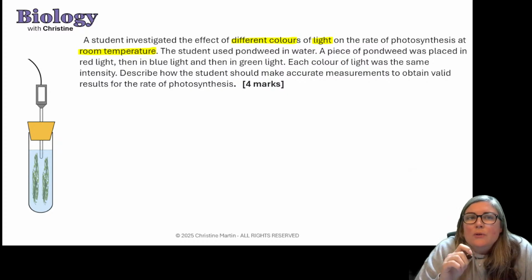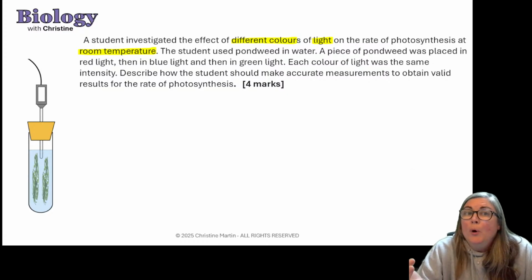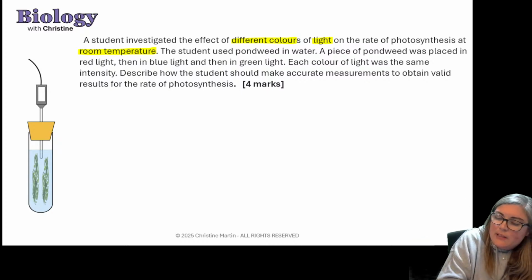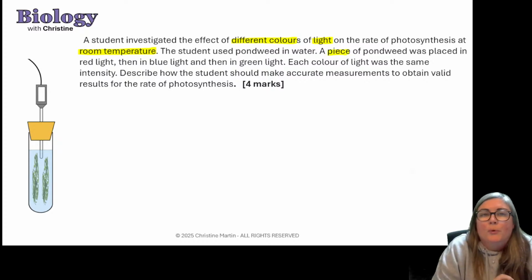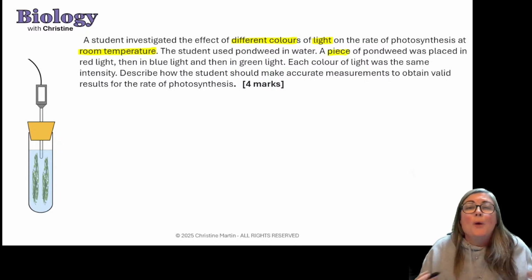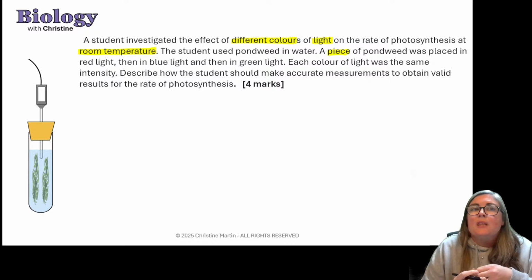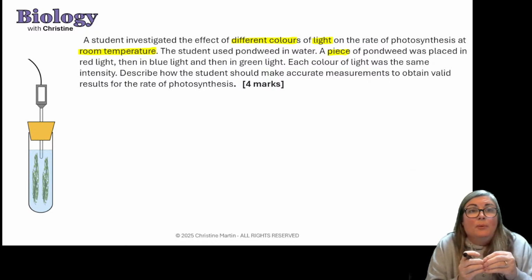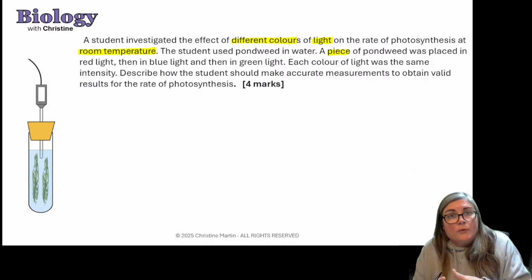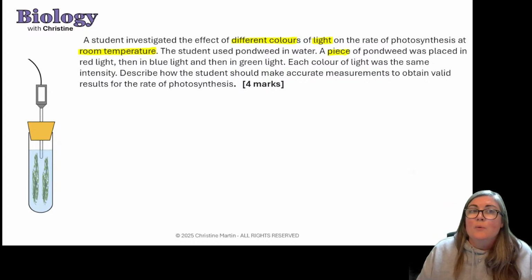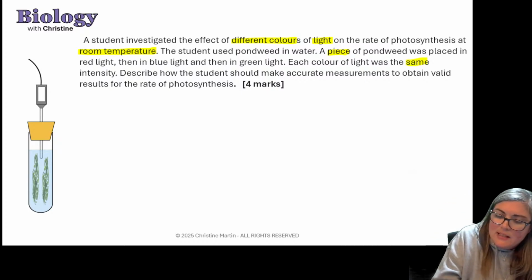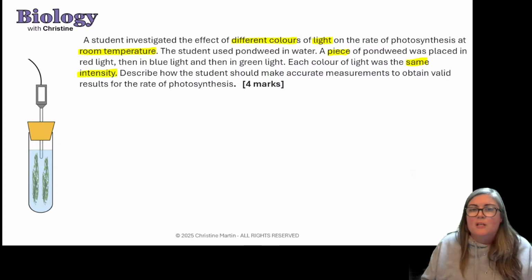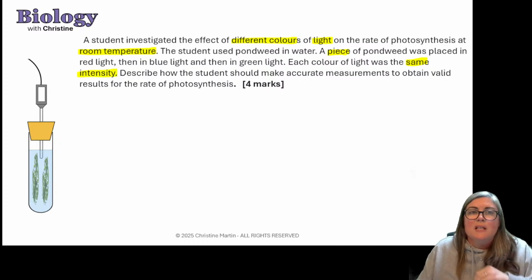So then it goes on to say, okay, they've used a pondweed that's in water. The piece of pondweed was placed in the red light. So they've just told us it's a piece of pondweed. They haven't told us how big is that pondweed. They've said it's placed in red light, then they placed it in blue light, and then they placed it in green light. Now each color of light was the same intensity. So they have given us a bit of information here because they've said the same intensity.